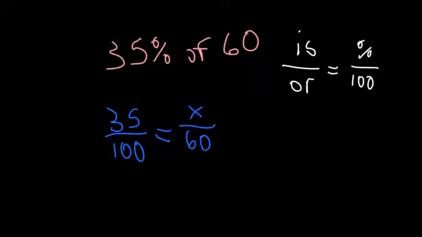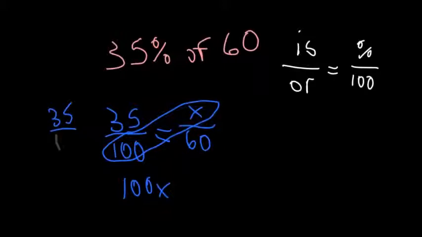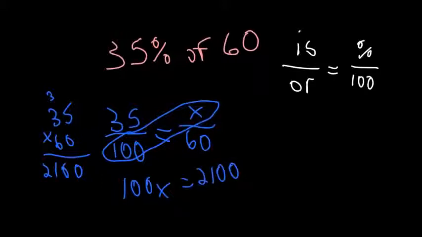So I can cross multiply. 100 times x would be 100x. And then 35 times 60, let's work that out. The 0 is just going to be a placeholder. 6 times 5 is 30. 6 times 3 is 18, plus 3 is 21. That's going to be 2,100. So now I can divide by 100 to solve, and I get x equals 21. So 35% of 60 is 21.